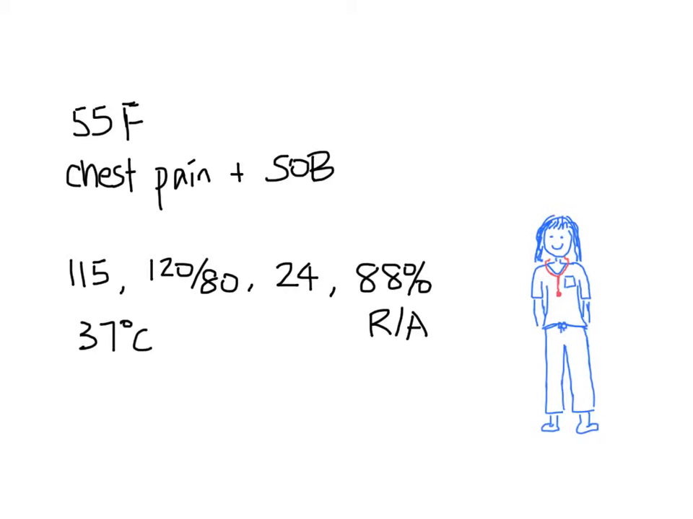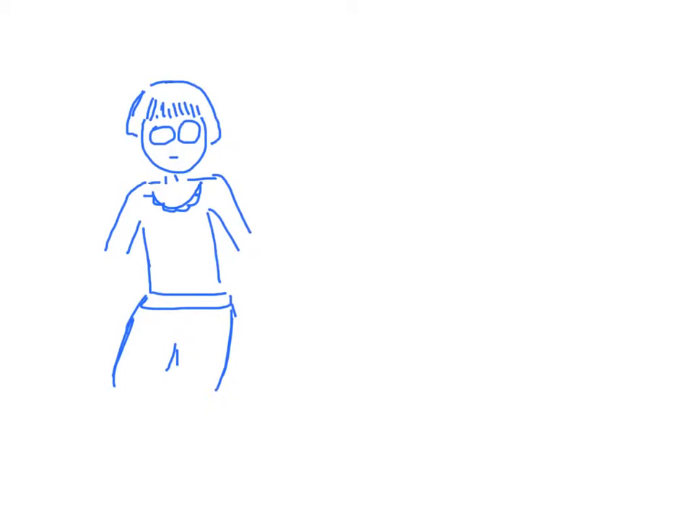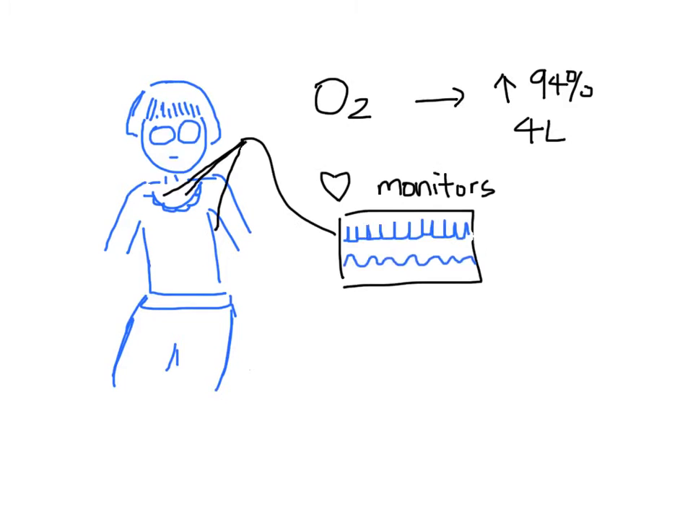She is now put on a monitor bed. The patient is given oxygen by your nurse. Her saturation goes up to 94% on 4 liters. She is also attached to the cardiac monitors. Your nurse also calls for a 12-lead ECG.